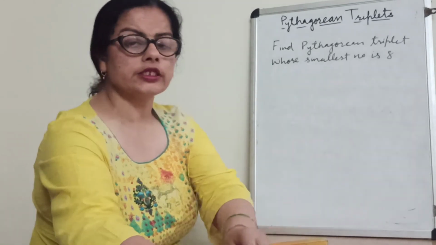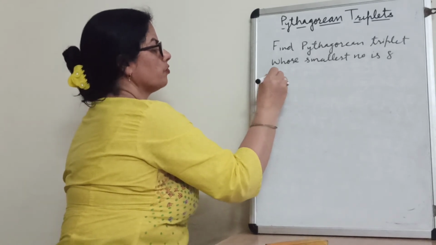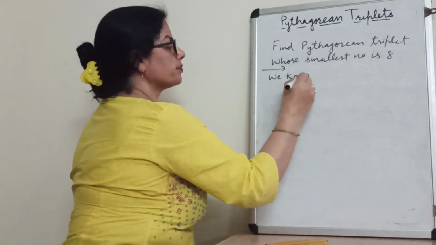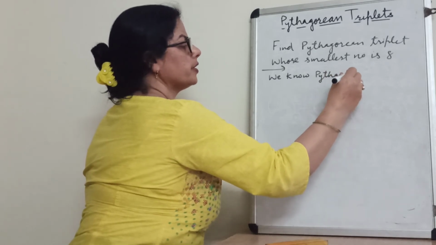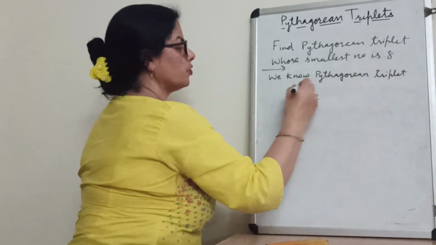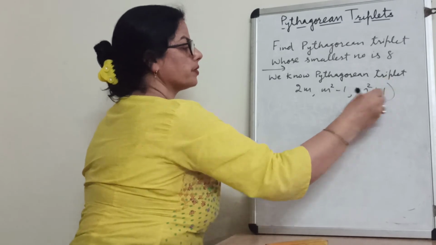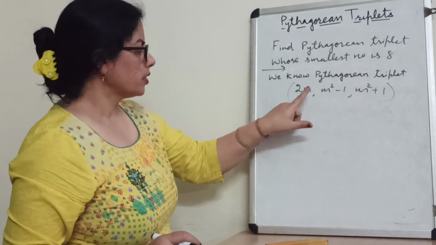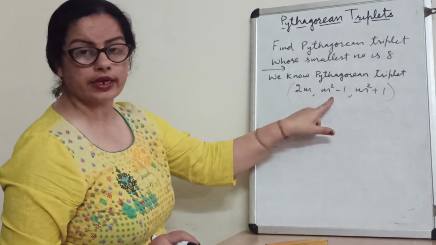I told you that there is a formula for a Pythagorean triplet. We know a Pythagorean triplet is of the form 2m, m square minus 1, m square plus 1. So this 8 is the smallest number, and out of these any can be the smallest. This can also be the smallest, this can also be the smallest.